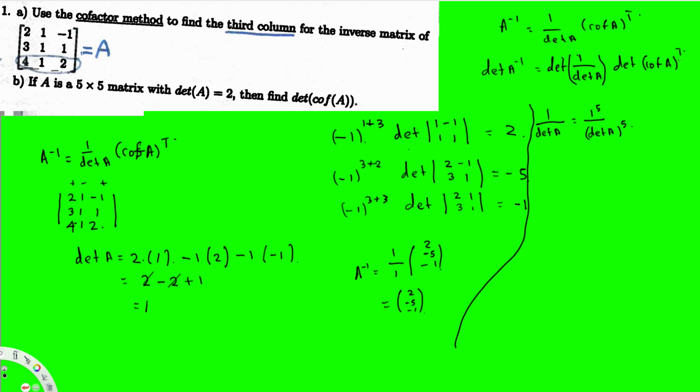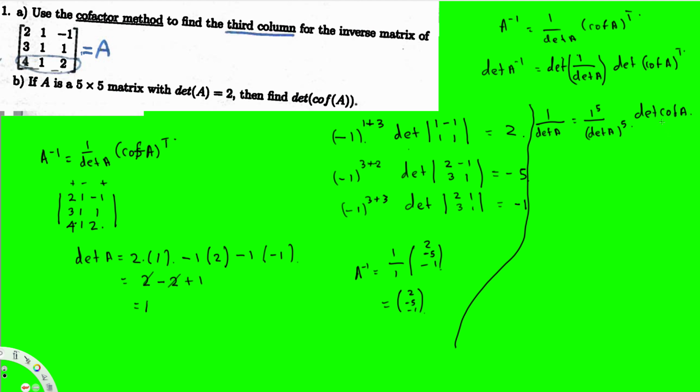And then cofactor A transpose. When you have the determinant of A transpose, it's going to be determinant A. If you have the determinant of something transposed, it's going to be the determinant of that value. Like determinant B transpose is equal to determinant B. That's a general thing to know, a property of determinants. So when you have a determinant transpose, that's going to be the determinant of itself. So when you have determinant of cofactor A transpose, you can get the determinant of cofactor A.